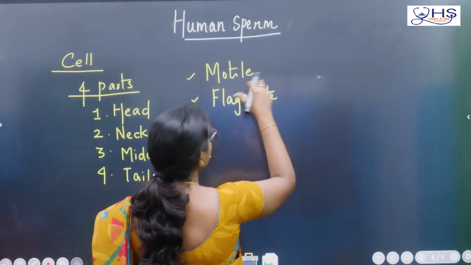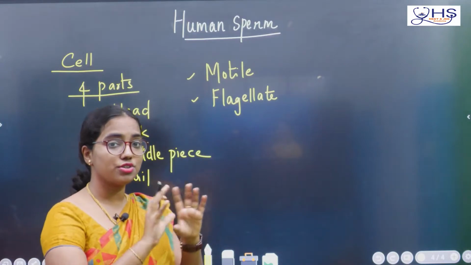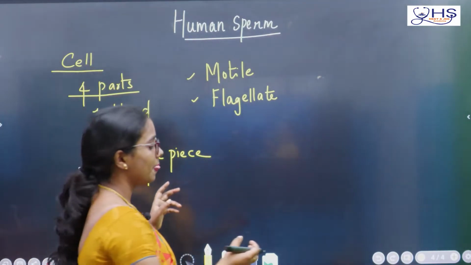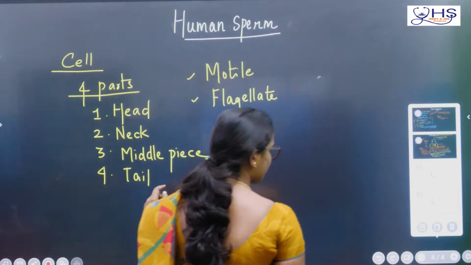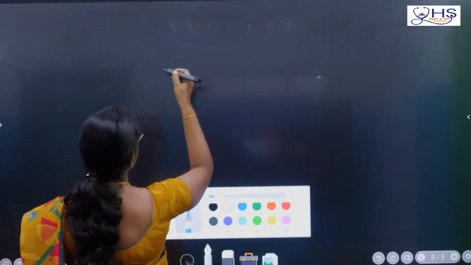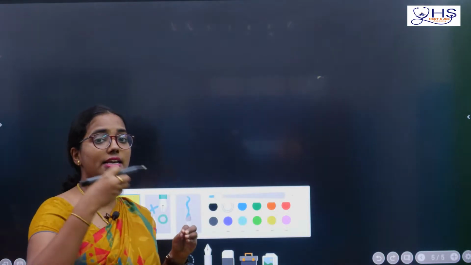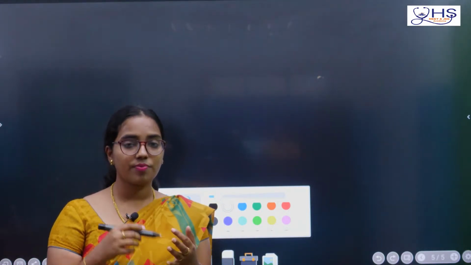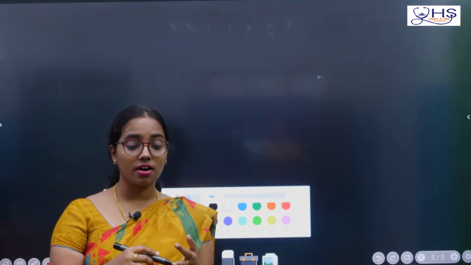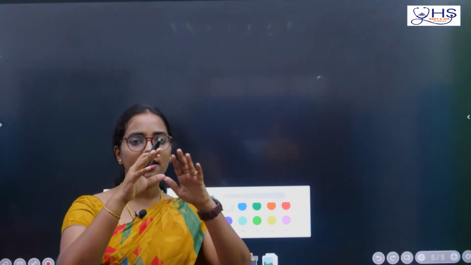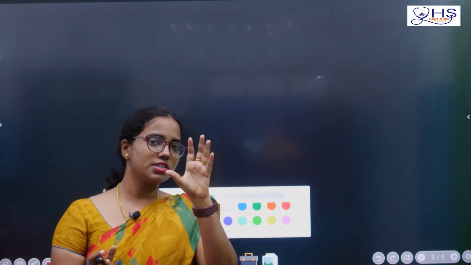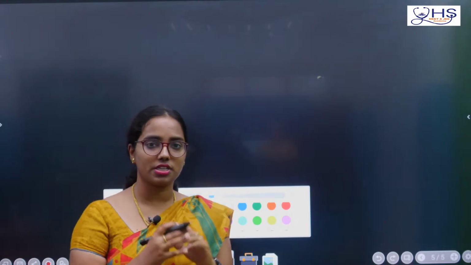If you take the female gamete, the egg is not motile because it does not have any structure like a tail or flagella. Here I will draw the structure of sperm. Sperm is a cell, so it has cell organelles, for example nucleus, Golgi, mitochondria, plasma membrane. All the cell organelles are in the sperm, but the difference is the structure compared to a conventional cell.